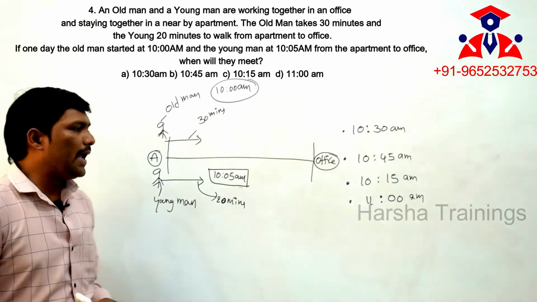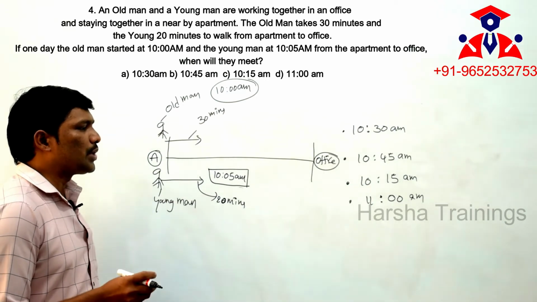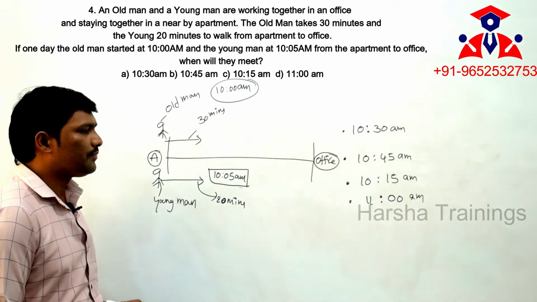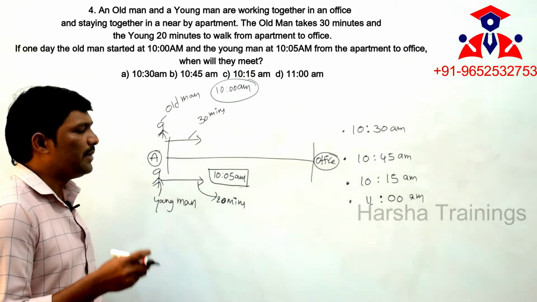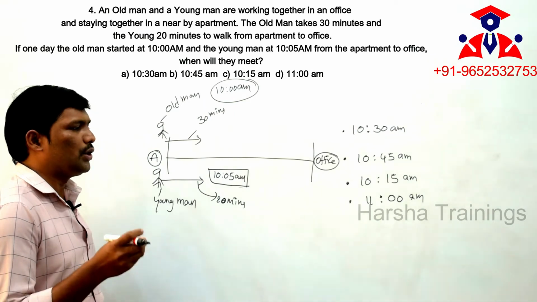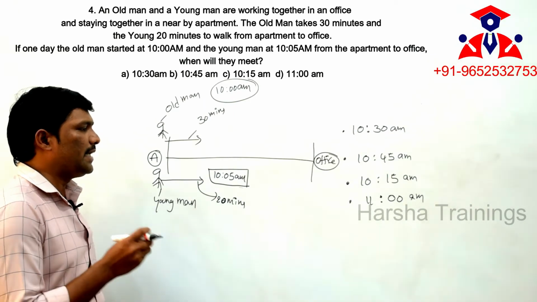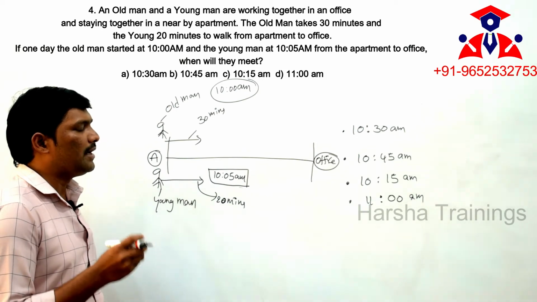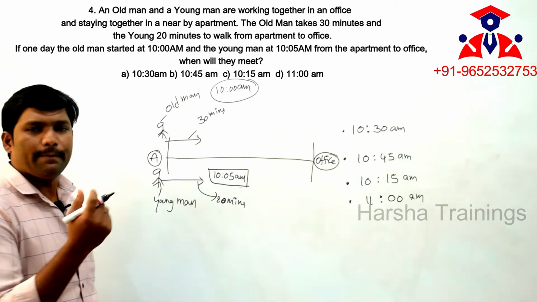An old man and a young man are working together in an office and staying together in a nearby apartment. The old man takes 30 minutes and the young man 20 minutes to walk from the apartment to the office. If one day the old man started at 10 a.m. and the young man at 10:05 a.m. from the apartment to the office, when will they meet?